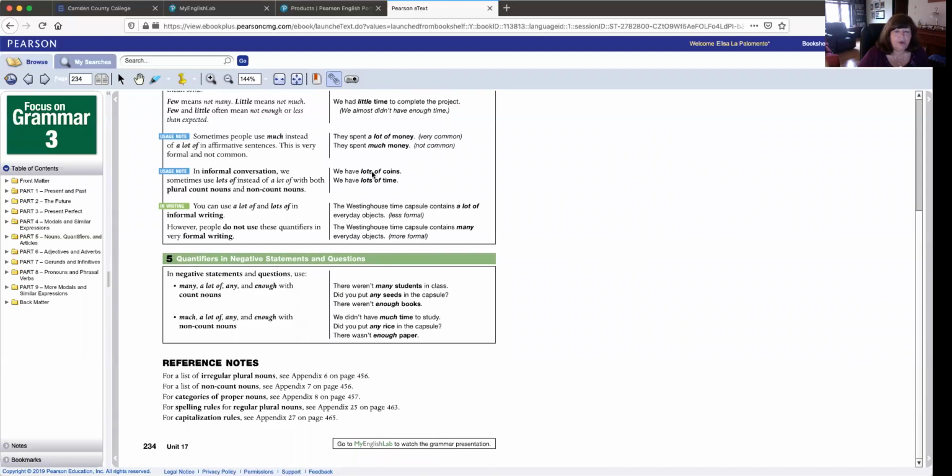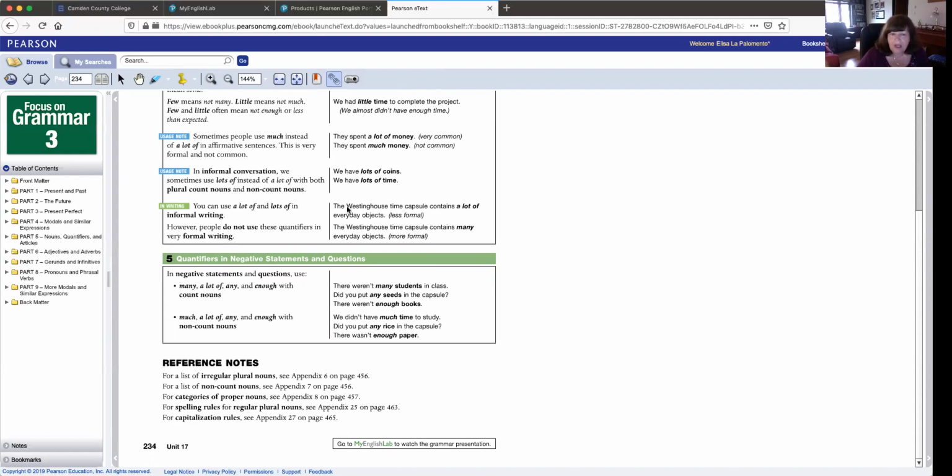So you can use it for both. And again, this is in casual conversation. If you're writing something, especially anything academic, do not use lots of, use a lot of. And we'll tell you that here, that in writing you can use a lot of and lots of in informal writing. So this is like a text message, an email to a friend, a letter to a friend, but not when you're doing anything that is academic or for business. People do not use these quantifiers in very formal writing. So here, this is very casual, okay?